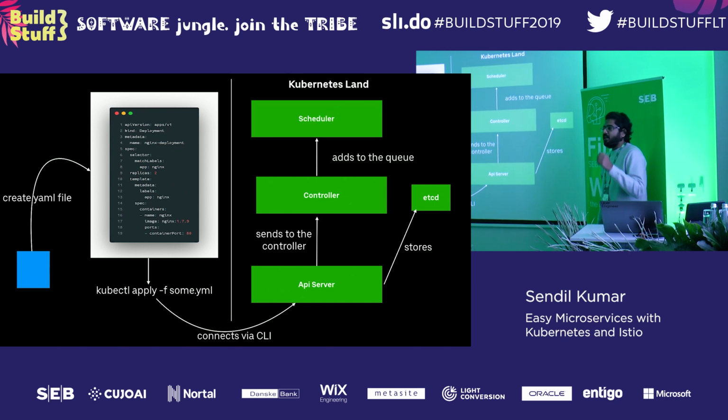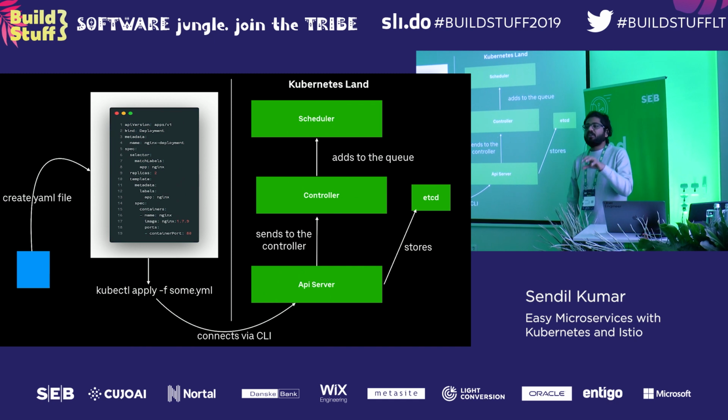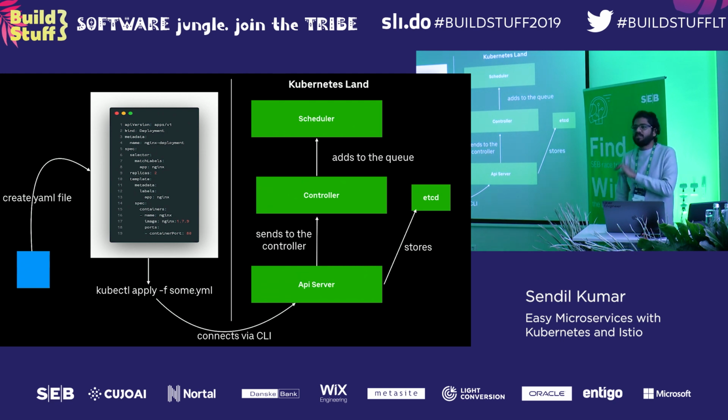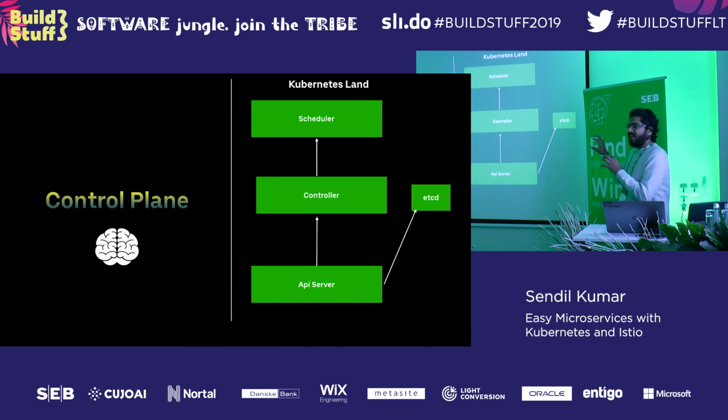Once it is done, it goes ahead and adds this entire thing into the queue inside a scheduler. So the very first time when I say scheduler, it means it has a queue attached to it. It puts that information inside that queue. So this entire chunk of green things that you're seeing is called the control plane in Kubernetes, or the brain of Kubernetes. This is where all the work of how Kubernetes should work happens.